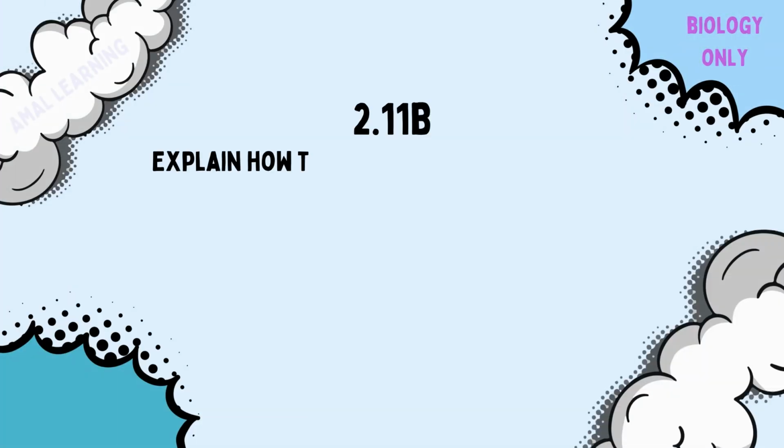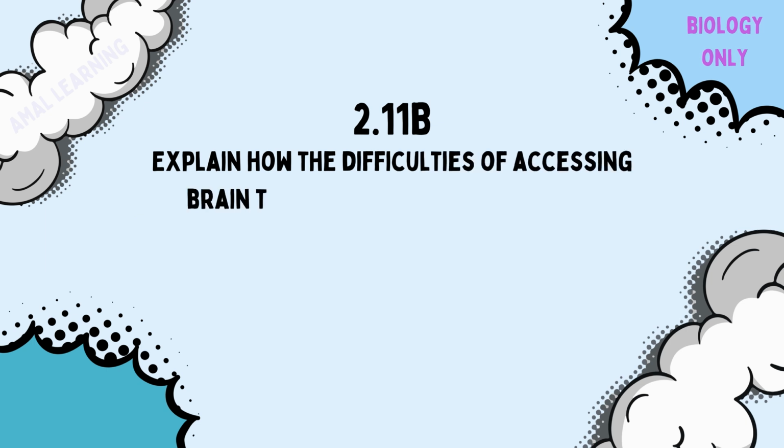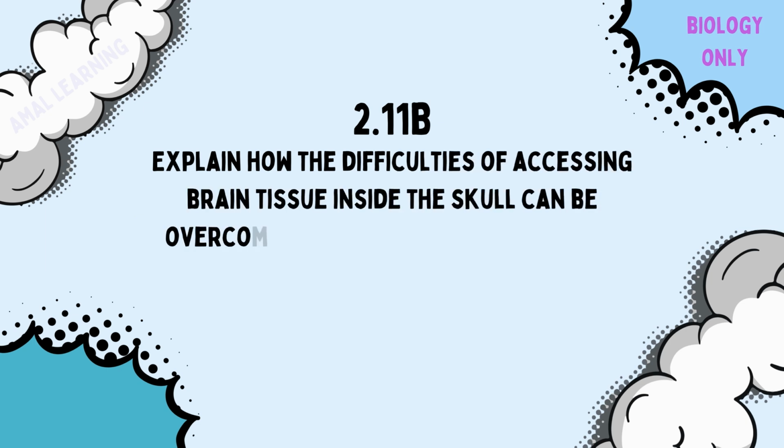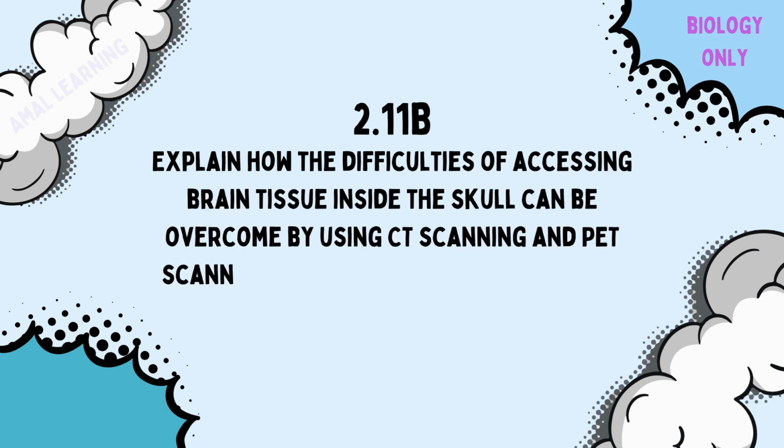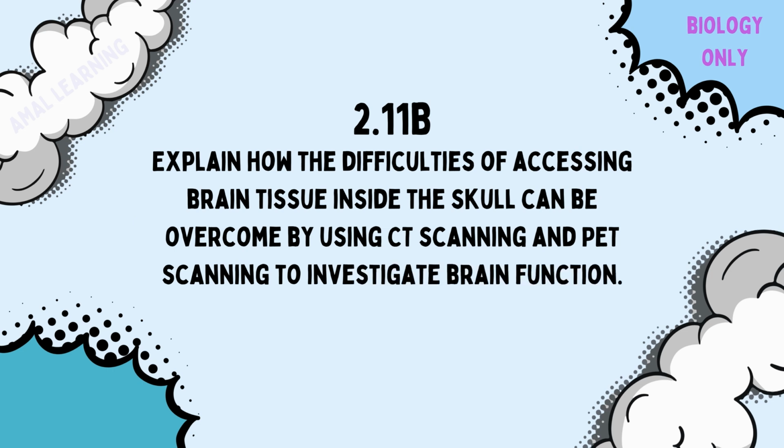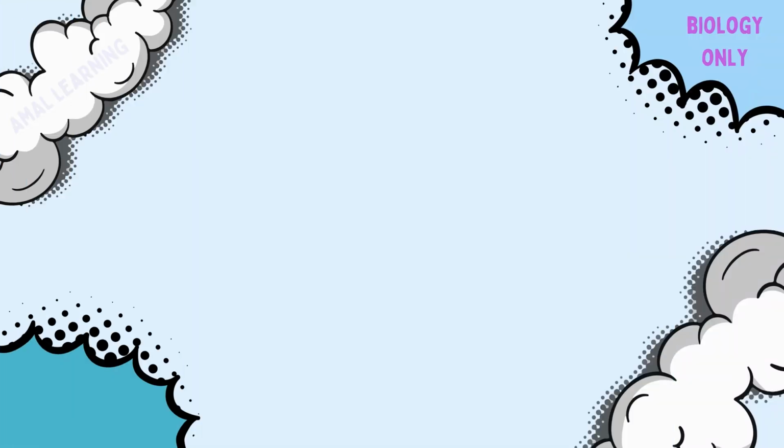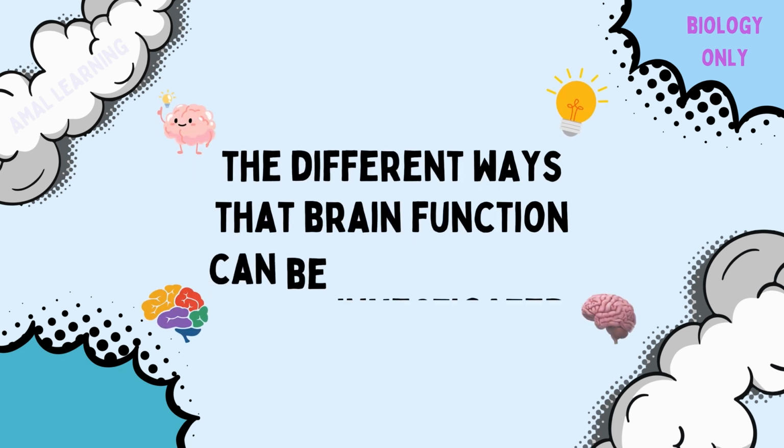Specification point 2.11b: Explain how the difficulties of accessing brain tissue inside the skull can be overcome by using CT scanning and PET scanning to investigate brain function. This is a biology-only specification point. To successfully answer any GCSE questions linked to this specification point, you will need to know the different ways that brain function can be investigated.